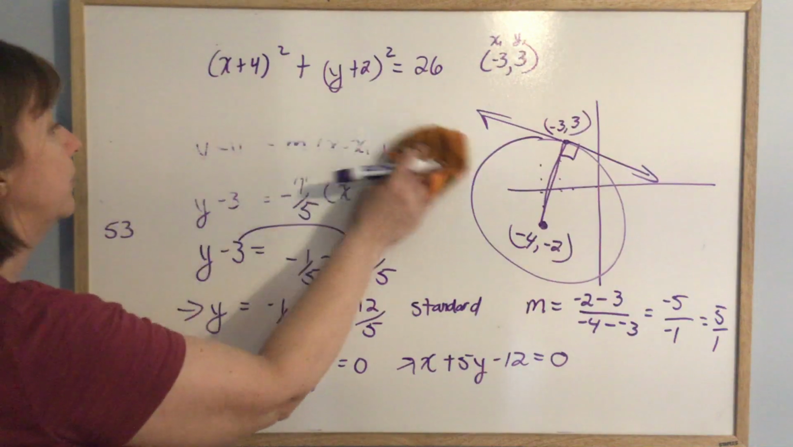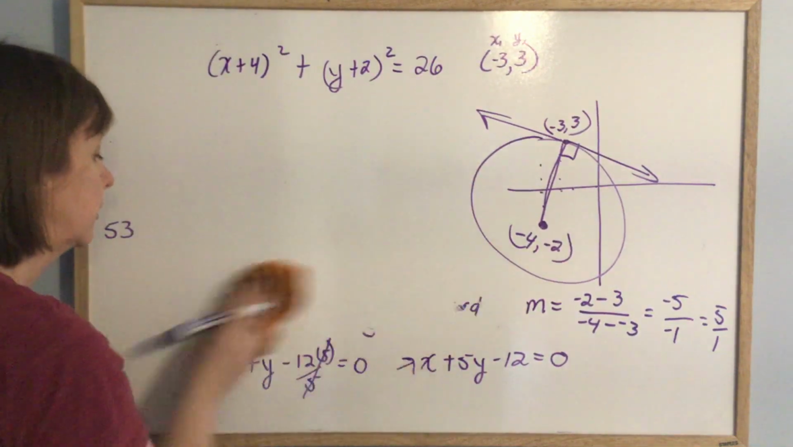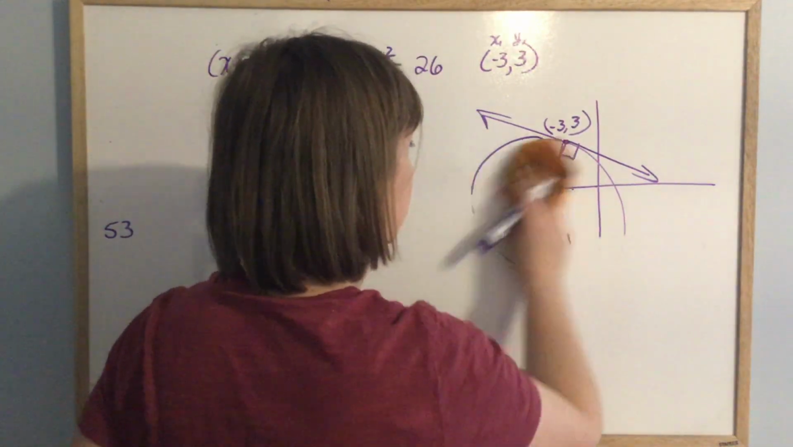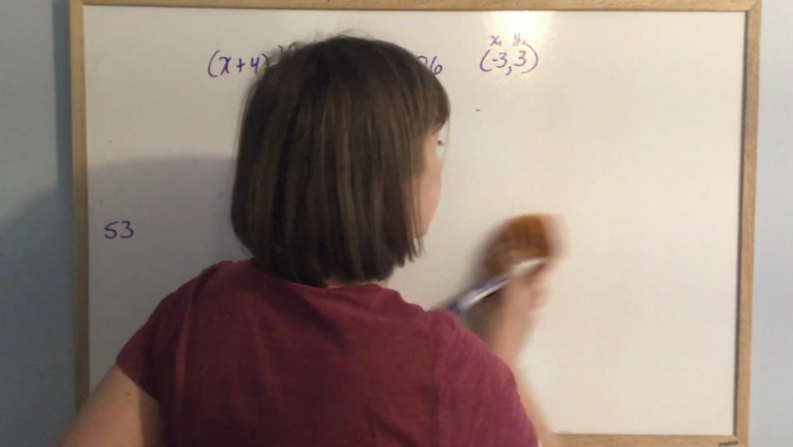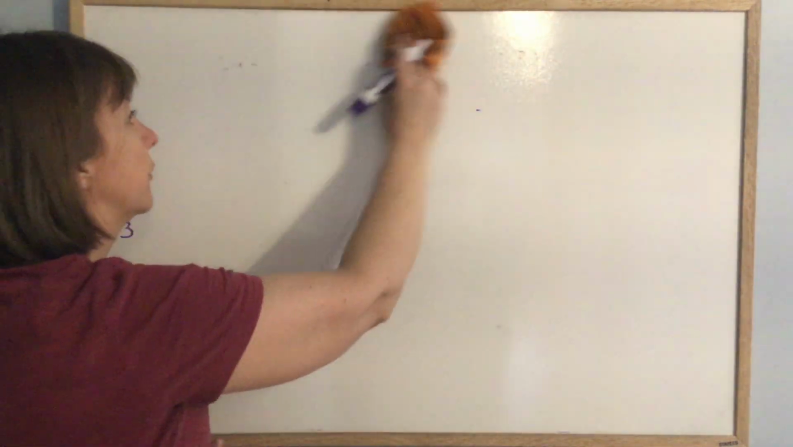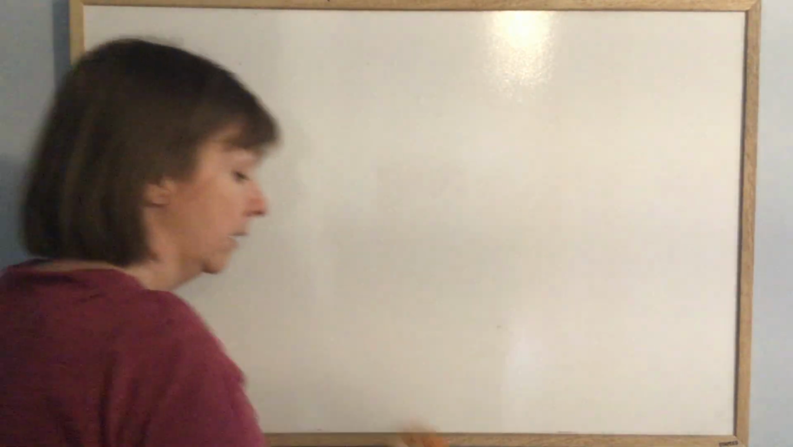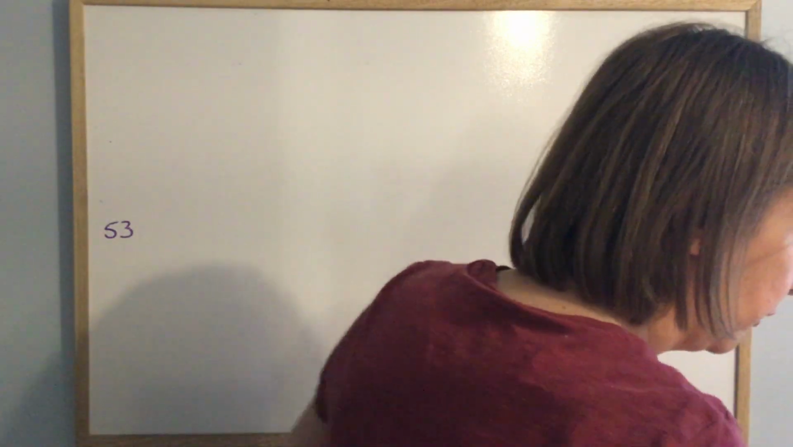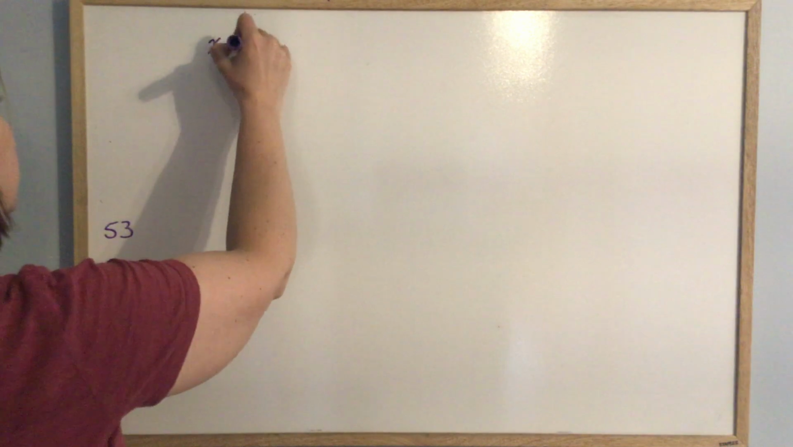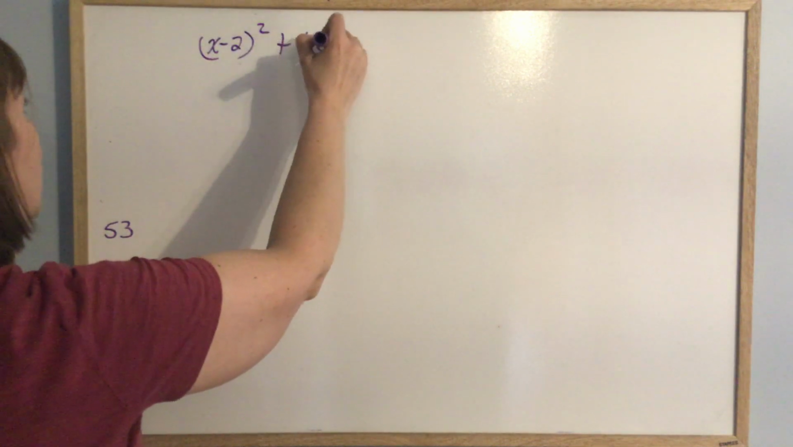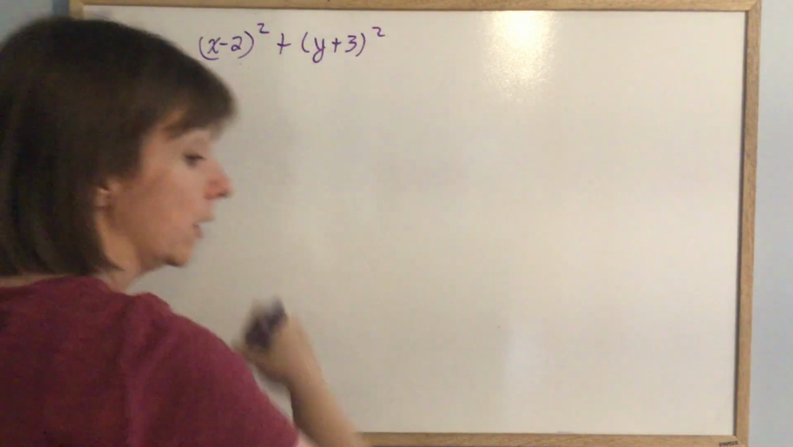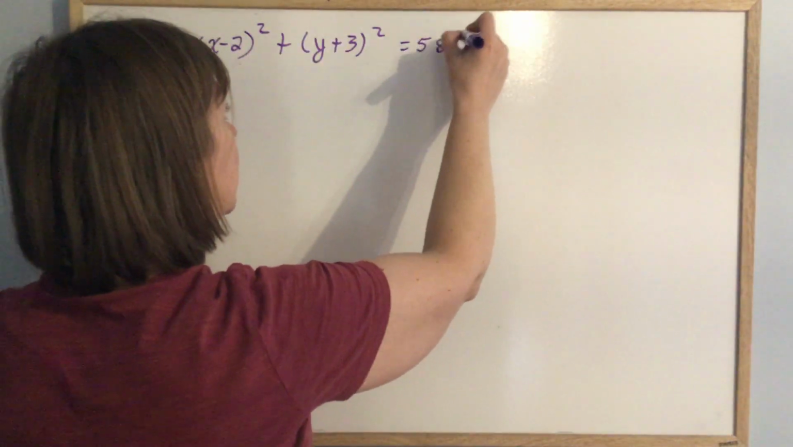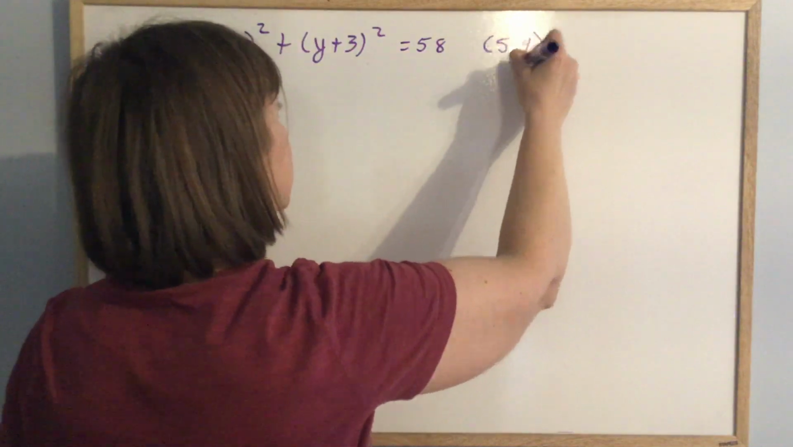53. Somebody told me they were way off on 53. So let's see why. Maybe that means I should check my answer for 53 too. I don't know. 53, x minus 2 squared plus y plus 3 squared equals 58 at 5 and 4.